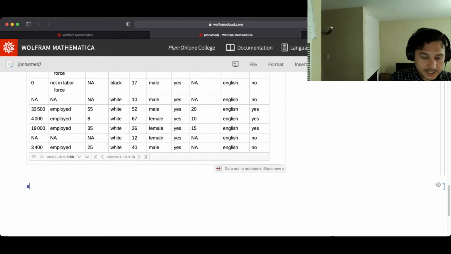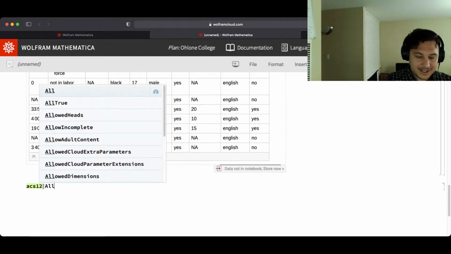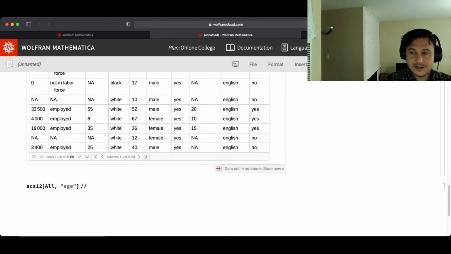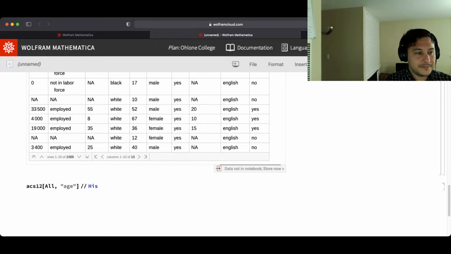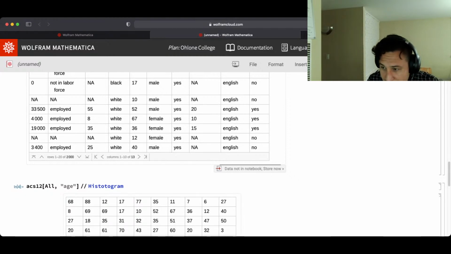So let's take our ACS12 data. So I write ACS12. Oh my god, it is going so slow. I already typed it in and it's like, you know, when there's extreme lag. Okay, so all the rows, and I want the age, histogram. Oh, well, it was so slow I wrote histotogram. Okay, that should be histogram.